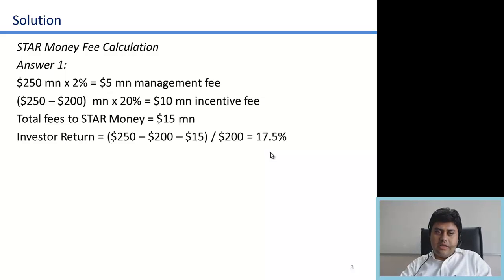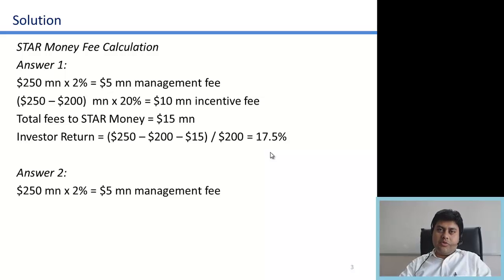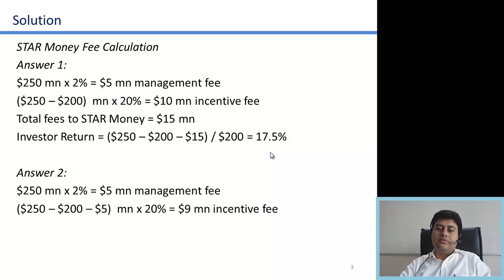And the investor's return in this case is the fund value of $250 million minus the total fees paid, that is $15 million, and minus the initial investment of $200 million, that is 17.5%. Pretty straightforward calculation this. The next question asks us to calculate the incentive fee where there is a net of management fee structure return calculation.